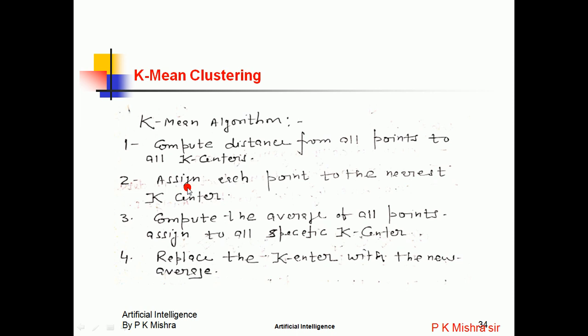Second, assign each point to the nearest K center. Third, compute the average of all points assigned to each specific K center. Next, replace the K centers with the new averages.